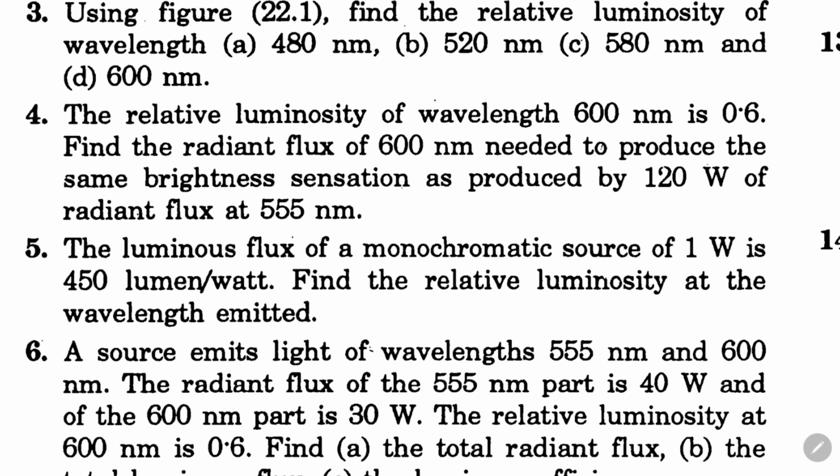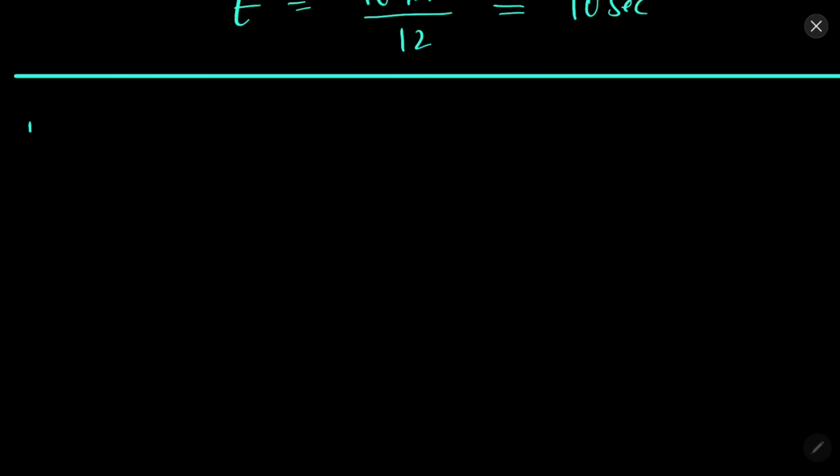In the fourth question, we have relative luminosity of wavelength 600 nanometer given, which is 0.6, and we need to find radiant flux of 600 nanometer light, which will produce same brightness sensation as produced by 120 watt of radiant flux at 555 nanometer. So this one is the fourth one.